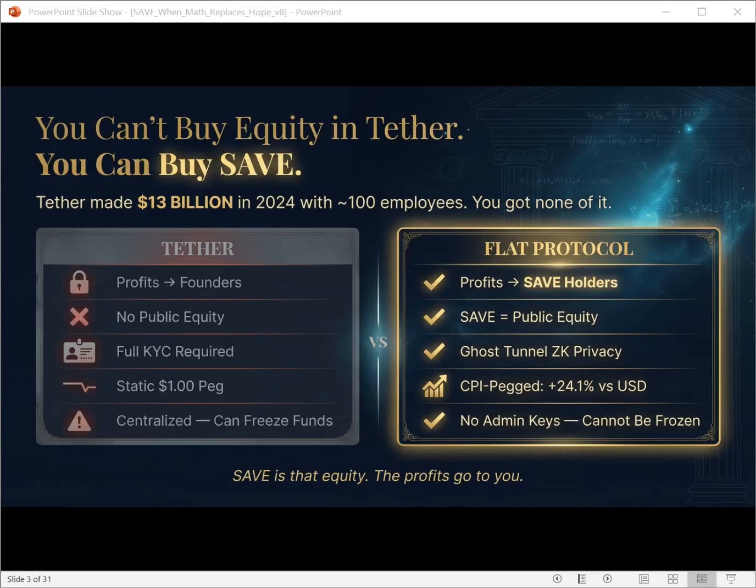Now, imagine a version of Tether where the profits flow to the holders, where there is public equity, where a stablecoin does not just hold a static dollar peg, but actually gains purchasing power. 24.1% against the dollar over 5 years, because it tracks the real cost of living, not a depreciating currency. That is Flat Protocol. And Save is the equity in the Flat Protocol. Every fee that the protocol earns, every premium from new issuance, every basis point of carry flows into the system and accrues to SAVE holders, not to founders, not to VCs, to the people who hold the SAVE token.